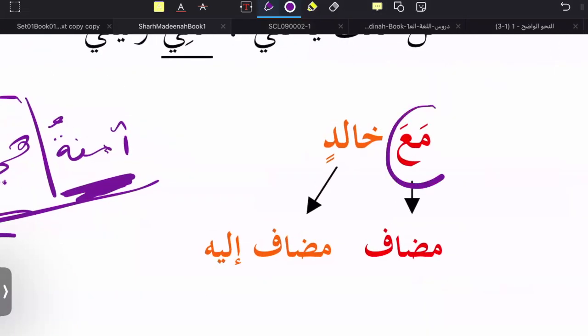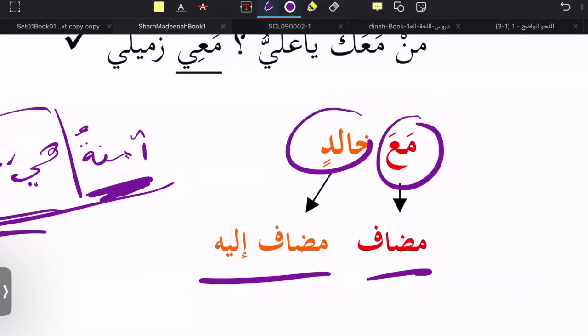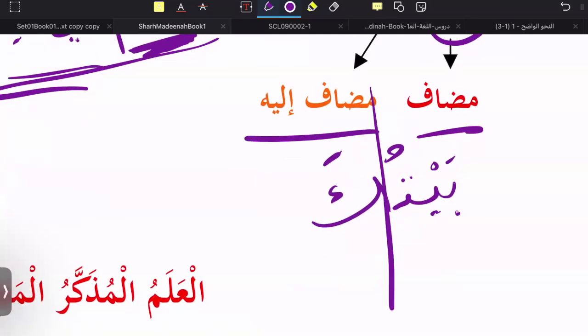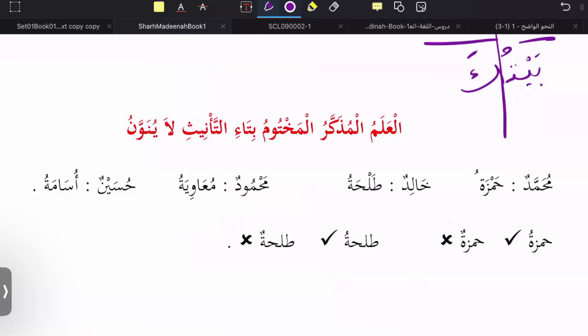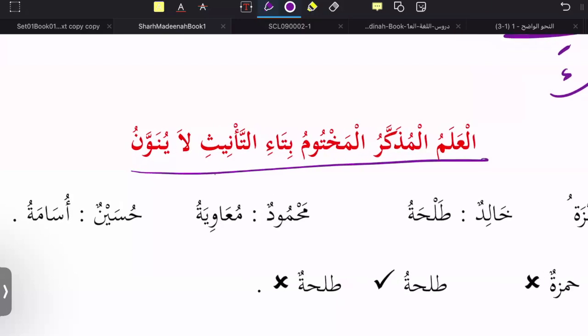Here it is. See, it's showing you ma is mudaf and Khalid is mudaf ilayhi. Just like your idafa, which is the same thing as baytuka. Don't forget this one, baytuka. This is also mudaf. Kaf is mudaf ilayhi. The author here is talking about one more thing. Al-alam al-mudhakkar al-makhtum bita ta'nith la yunawwan. So he's talking about a proper masculine name that ends with ta. Ta ta'nith here means ta marbuta.